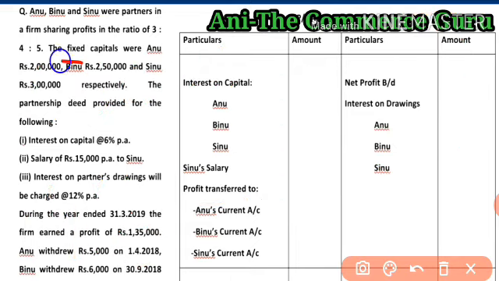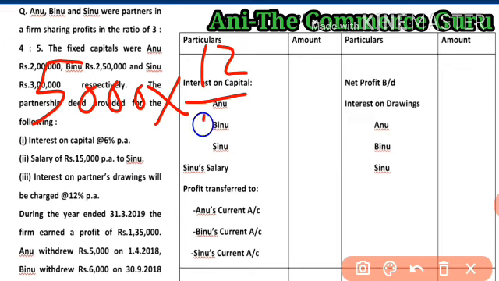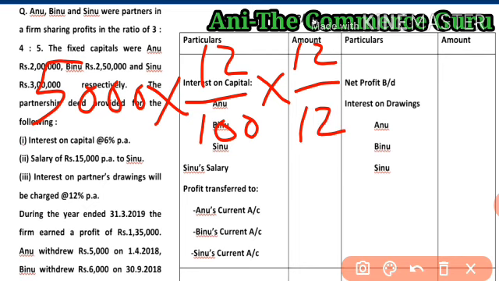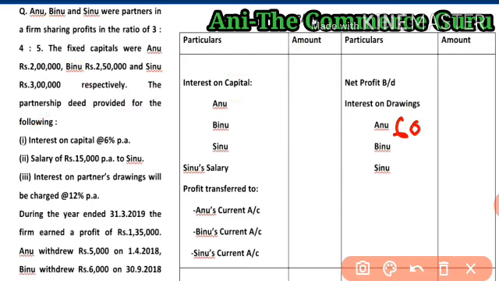So Anu's drawing is 5,000 into rate of interest 12% into period 12 months out of 12 months. So how much would be the amount? I'm giving you a chance to calculate. 12 and 12 will cut off, then we will get 600. So Anu's interest on drawing is 600.